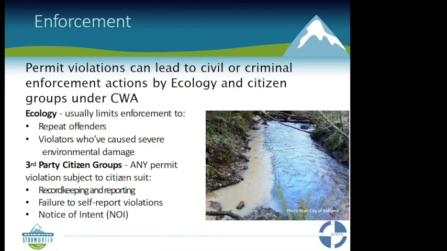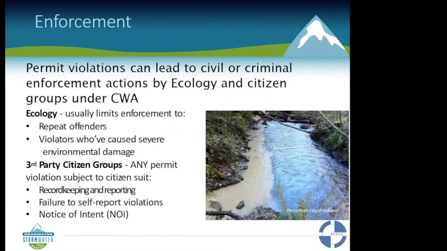Just let me reiterate, I have seen a boatyard in Tacoma. It was the cleanest boatyard I've ever seen. You could have eaten off the floor. And they had some record keeping and reporting snafus, and they got a 60-day notice of intent to sue. So be aware that every part of your permit is important, and not just your sampling and your corrective actions. You need to take action to make sure that you're documenting all of those things that are required.